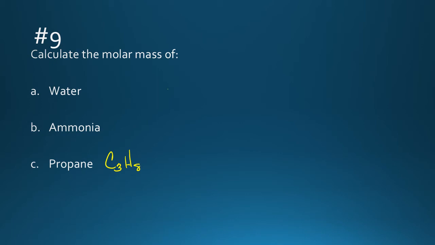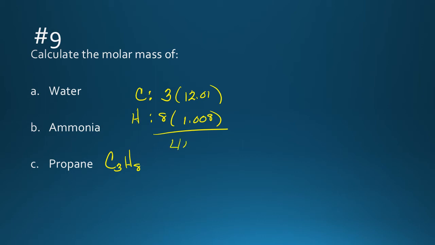Well, let's see. We have 3 carbons, so let's do the carbons first. We have 3 of those, and it's 12.01. And for hydrogen, we happen to have 8 of those, so that's 1.008. Plug that into your calculators, and you end up with 44.094 grams per mole. Yay, you're done.